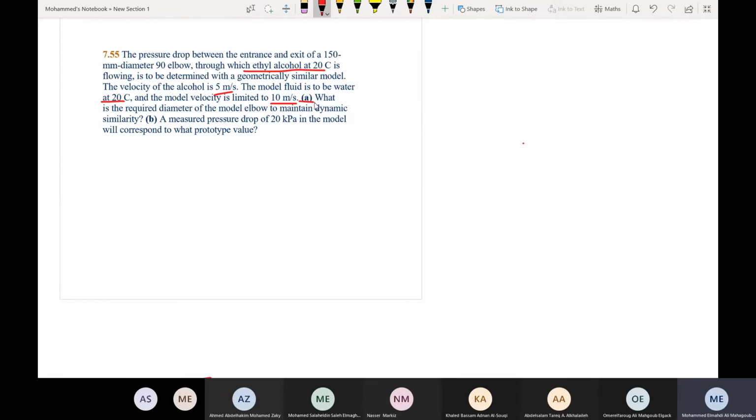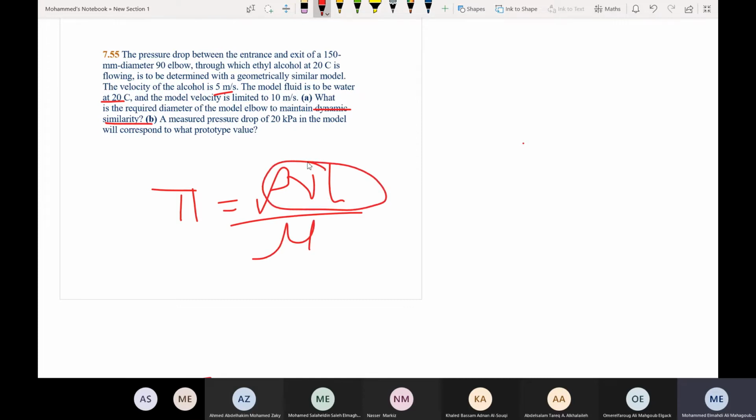Part A is similarity. What type of similarity do we want to achieve? We want to achieve what is required for dynamic similarity. Right? So for dynamic similarity, what pi do we use? It is the Reynolds number, rho V L over mu, because we have the inertial terms from the dynamics. The pi of the model should be equal to the pi of the prototype to achieve dynamic similarity.